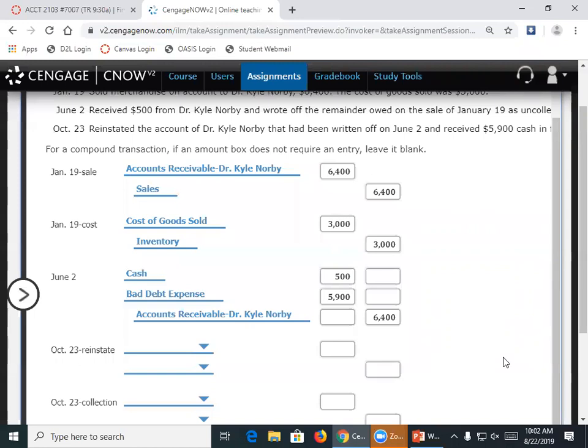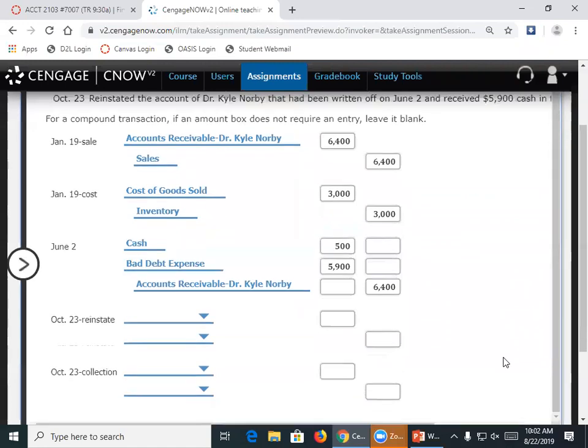On October 23rd, it said we reinstated his account that had been written off and received $5,900 cash in full payment. So it's been 4.5 months or so, and now he's paid this account.